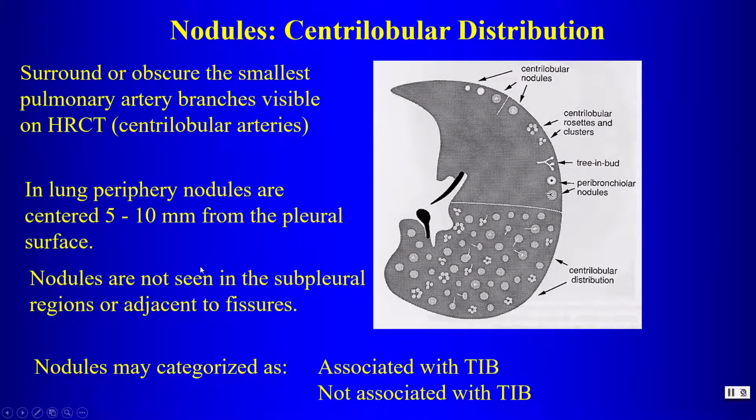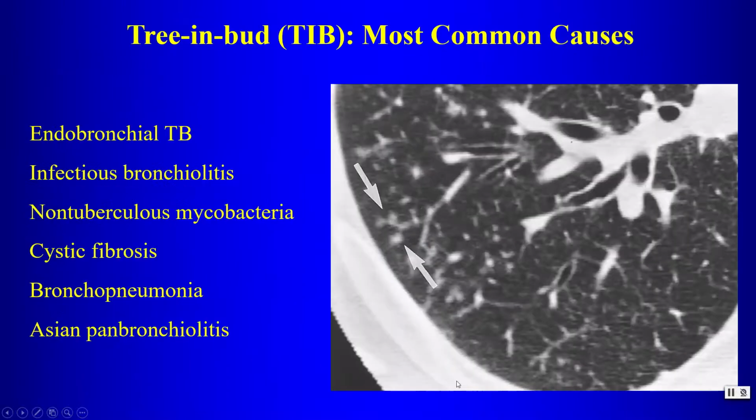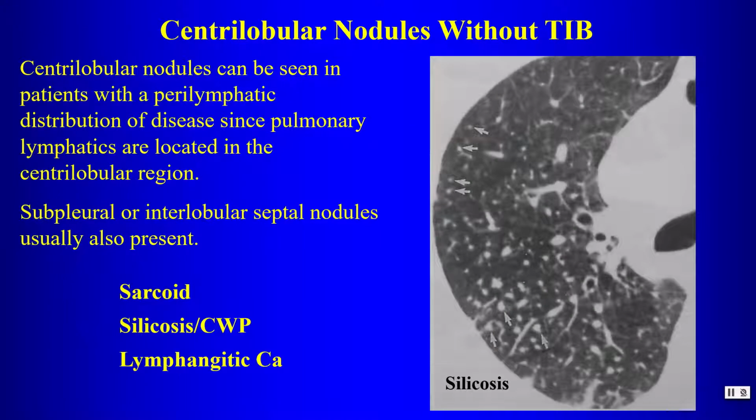Now, a centrilobular distribution of nodules, here we think of airway disease. So you might have tree-in-bud, or you might have nodules not associated with tree-in-bud. If we have tree-in-bud nodules, we think of infectious bronchiolitis, tuberculosis, atypical mycobacterial infection, any airway disease, cystic fibrosis, bronchopneumonia. We've talked about Asian panbronchiolitis before. So any infection of the airways might result in tree-in-bud nodules.